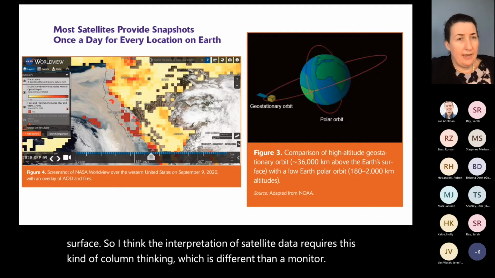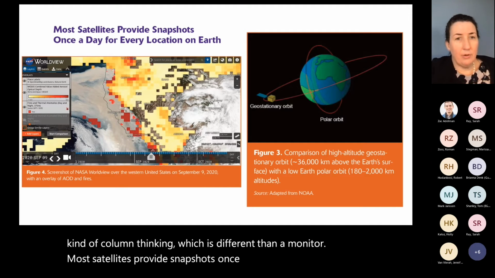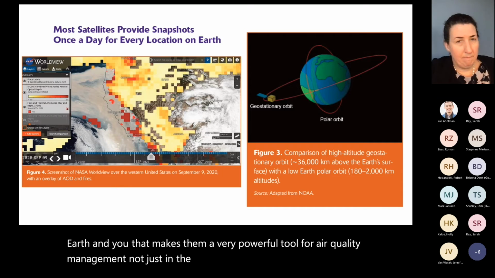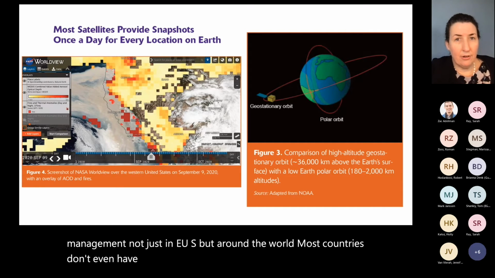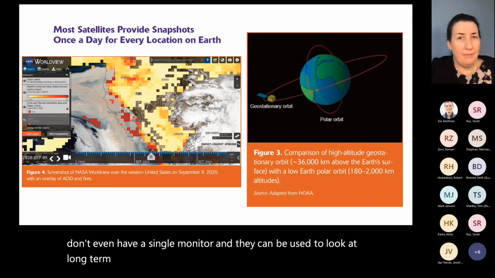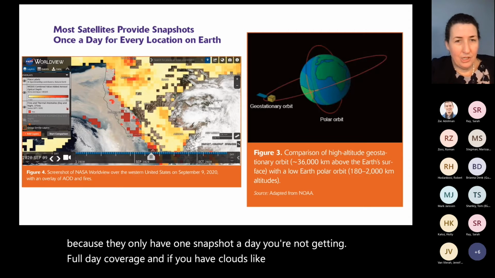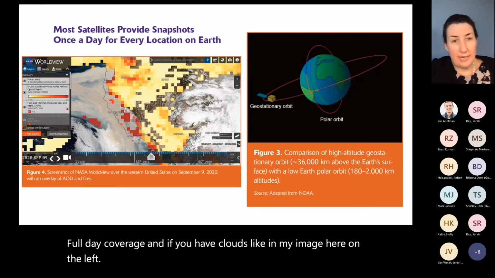Most satellites provide snapshots once a day for every location on Earth. And that makes them a very powerful tool for air quality management, not just in the US, but around the world. Most countries don't even have a single monitor. And they can be used to look at long-term trends and sometimes even episodes. But because they only have one snapshot a day, you're not getting full day coverage. And if you have clouds, like in my image here on the left, then you have no data whatsoever.